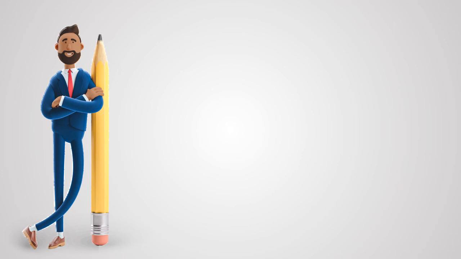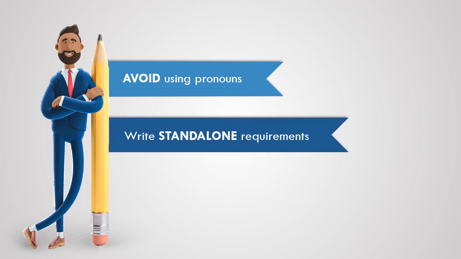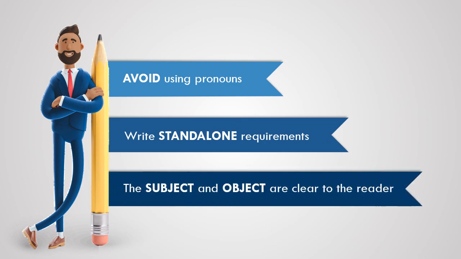So that's Module 6, a nice, short, but no less important module on the use of pronouns like it, they, then, these in our requirements. To avoid ambiguity, we avoid using pronouns in requirements. We write standalone requirements where the subject and the object are clear to the reader so that what we need gets done, and we can more confidently reuse our requirements.